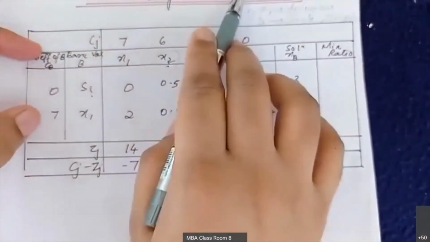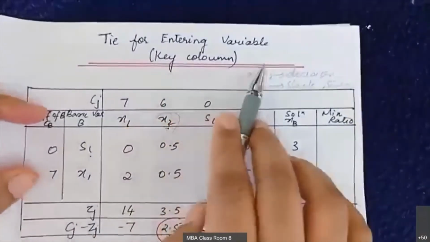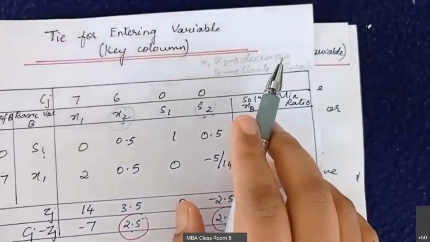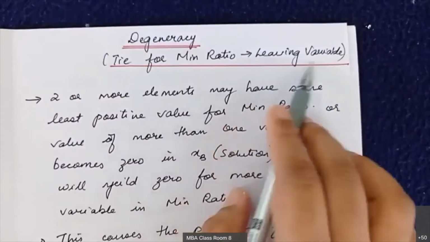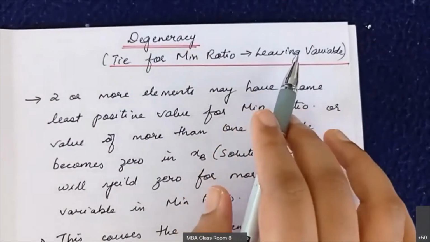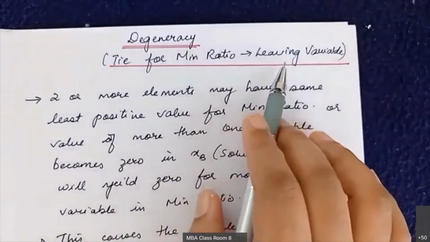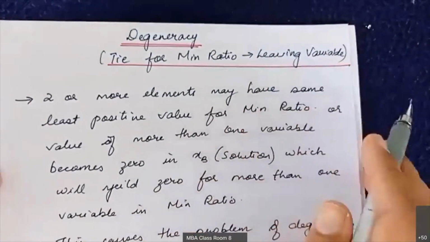Now we have seen what a tie for an entering variable is. Now we are going to see what happens when you have a tie for a leaving variable. See here, leaving variable. So what will happen when you have a tie for a leaving variable? We'll see what happens.